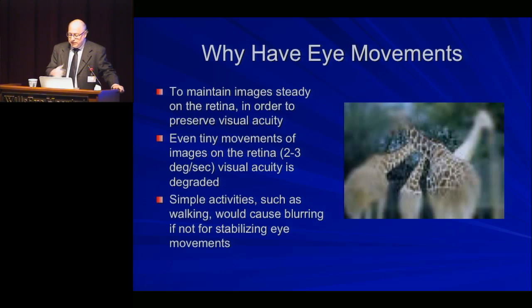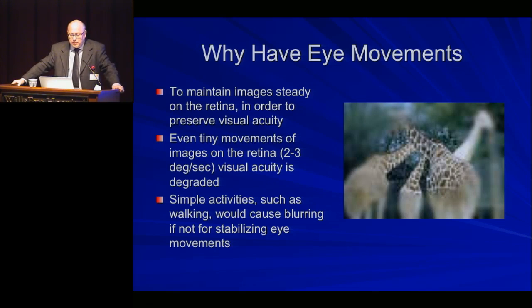And why do we have eye movements? Same reason as last year, right? To maintain the images steady on the retina in order to preserve visual acuity. So our central acuity is, say, 20/20, 20/15. If you just go a few degrees off, it really degrades rapidly. If you're fixating on something off to the side, your acuity is quite bad. So we need to keep our fovea on where we want to look.